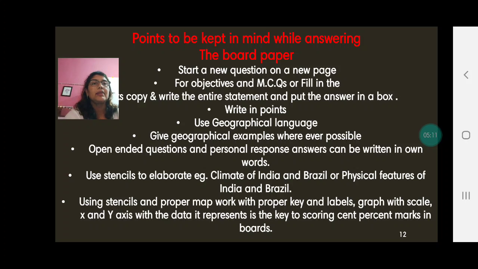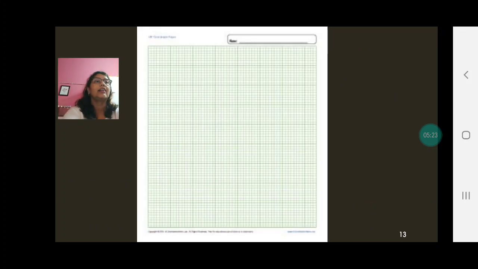Most of the time, as we have been checking papers for so many years, we realize most of the children lose marks in the map work and graph work. So I will explain a few things here regarding the graph and map.